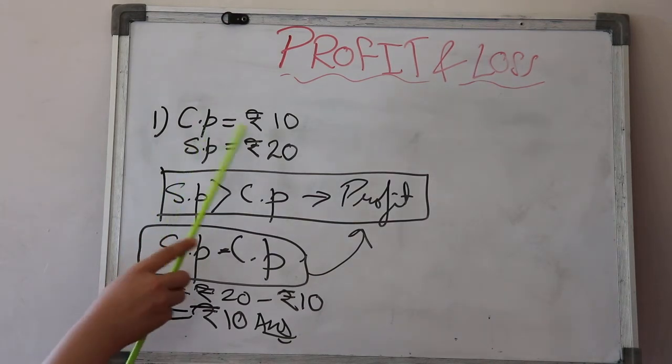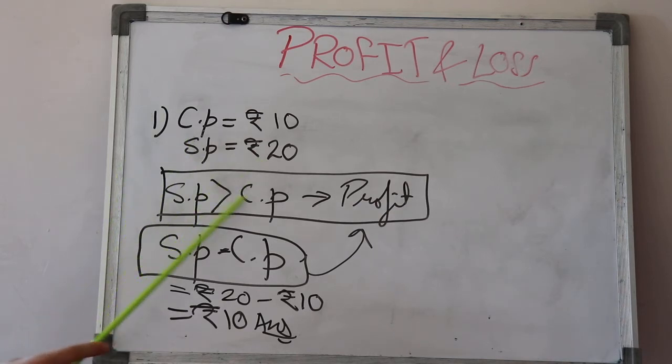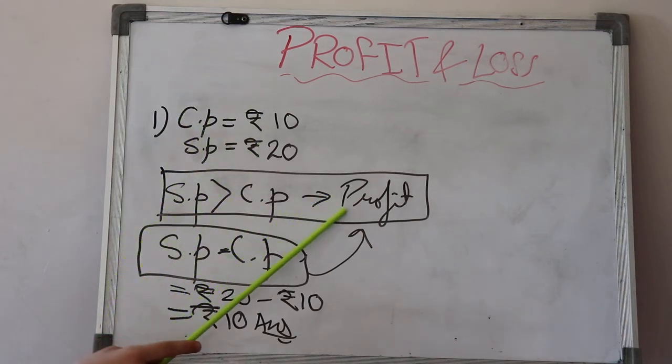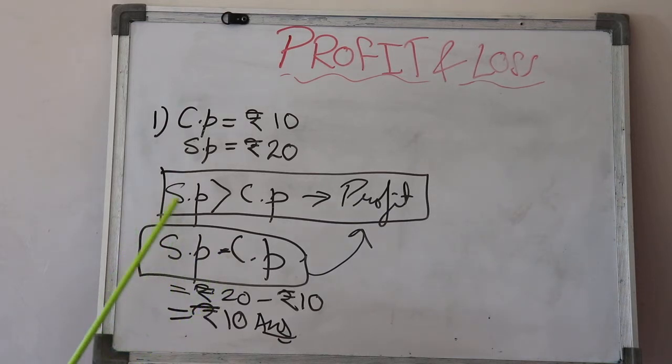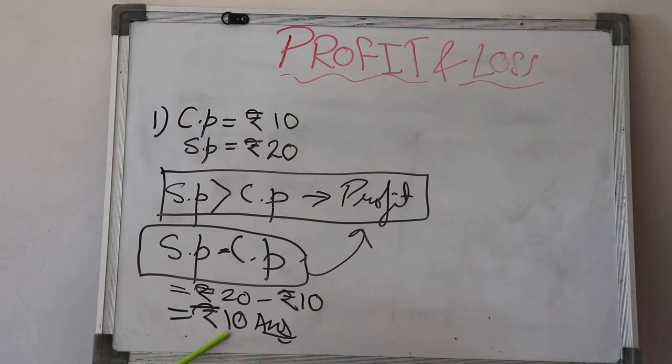So the cost price was rupees 10 and the selling price was rupees 20. Here the selling price is greater than the cost price, so I made a profit. Therefore I'll subtract cost price from selling price. The selling price is rupees 20 and the cost price is rupees 10. When I subtract them, I'll get 10. So I made a profit of rupees 10.